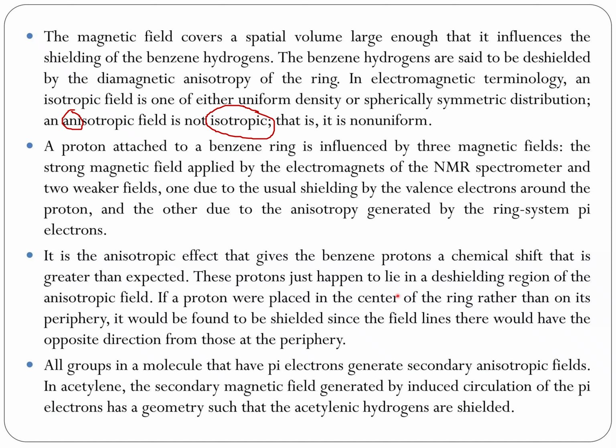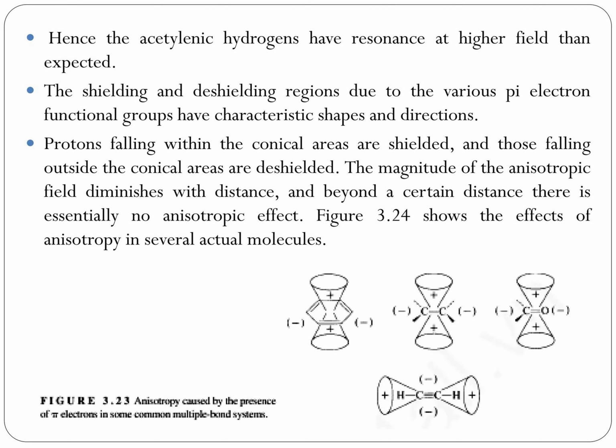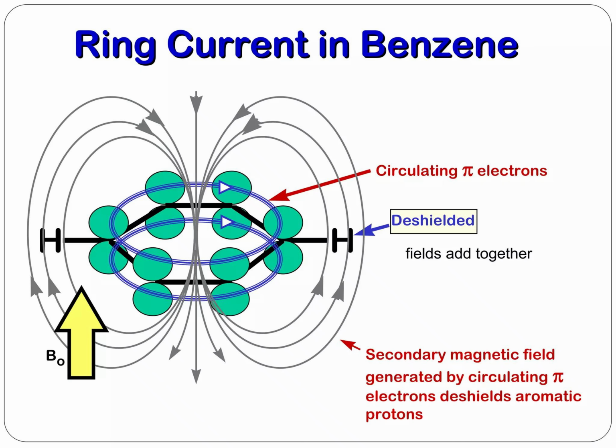These protons just happen to lie in a deshielding region of the anisotropic field. If a proton were placed in the center of the ring rather than on its periphery, it would be found to be shielded, since the field lines there would have the opposite direction from those at the periphery. So shielding and deshielding have been shown here. So the ring current in benzene, the delocalization, the deshielding.